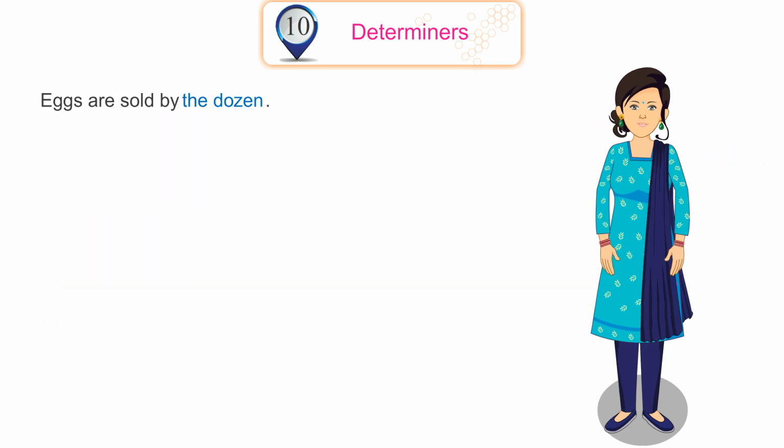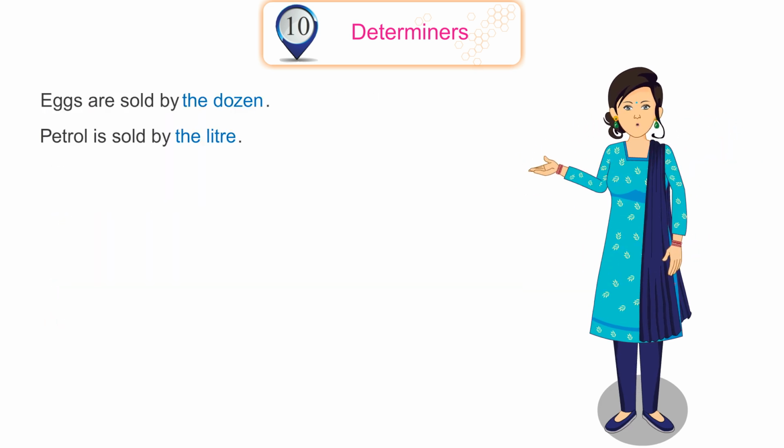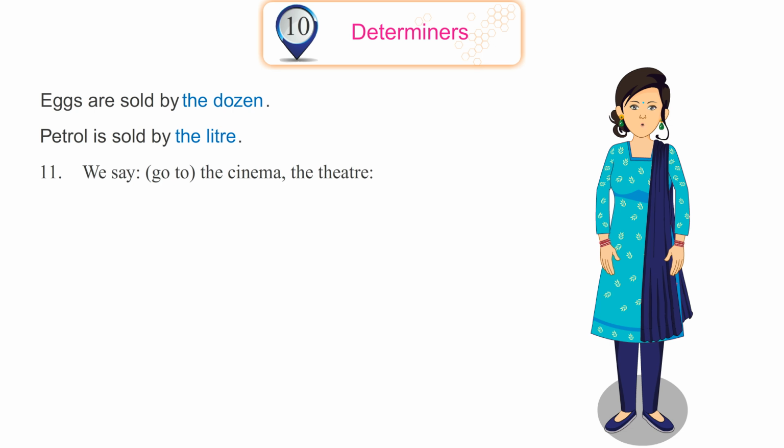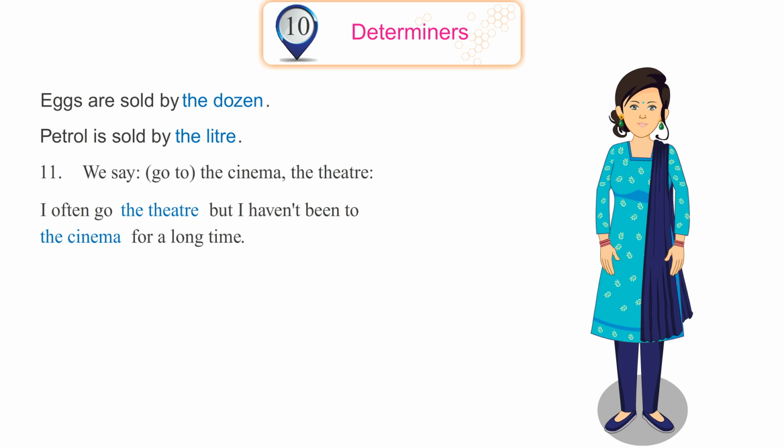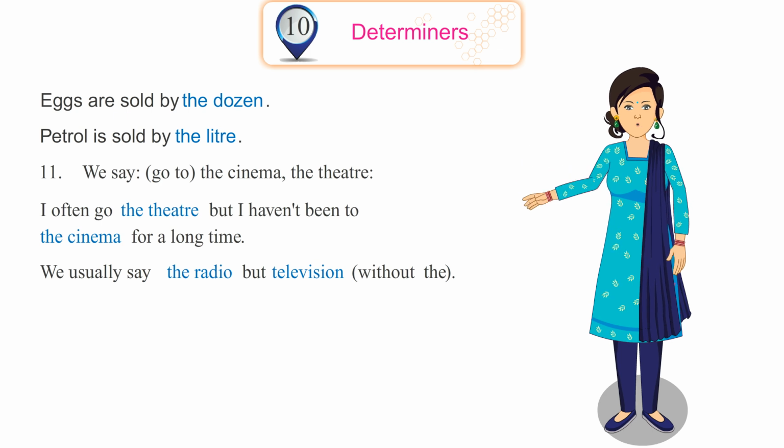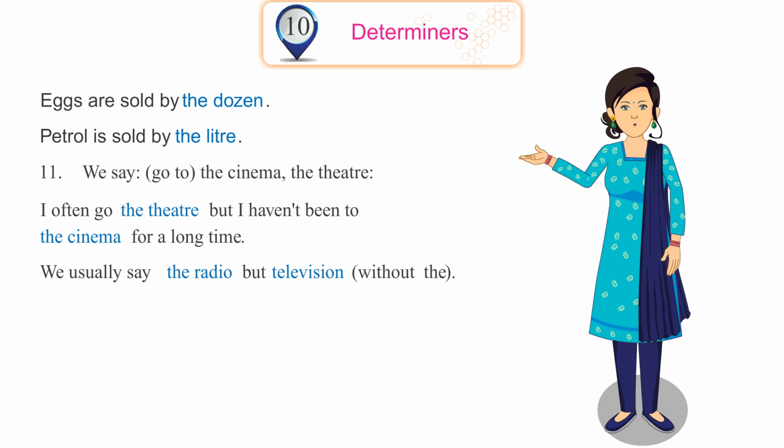Eggs are sold by the dozen. Petrol is sold by the liter. We say go to the cinema, the theater. I often go to the theater but I haven't been to the cinema for a long time. We usually say the radio but television without the.